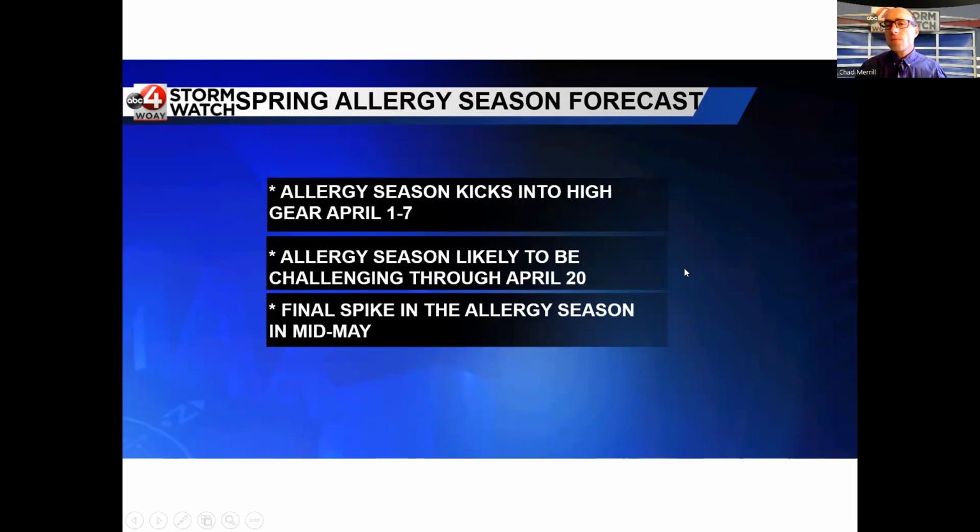And many of you do suffer from allergies when we get to that time of the year, which is just around the corner. And when I look at the data, April 1st through 7th stands out, a likely increase in temperatures and perhaps a dry period as well. It's the warm, dry days that contribute to the enhanced allergy season. And I do expect the brunt of the allergy season will be between about April 1st and 20th, and then a final spike towards the middle part of May.